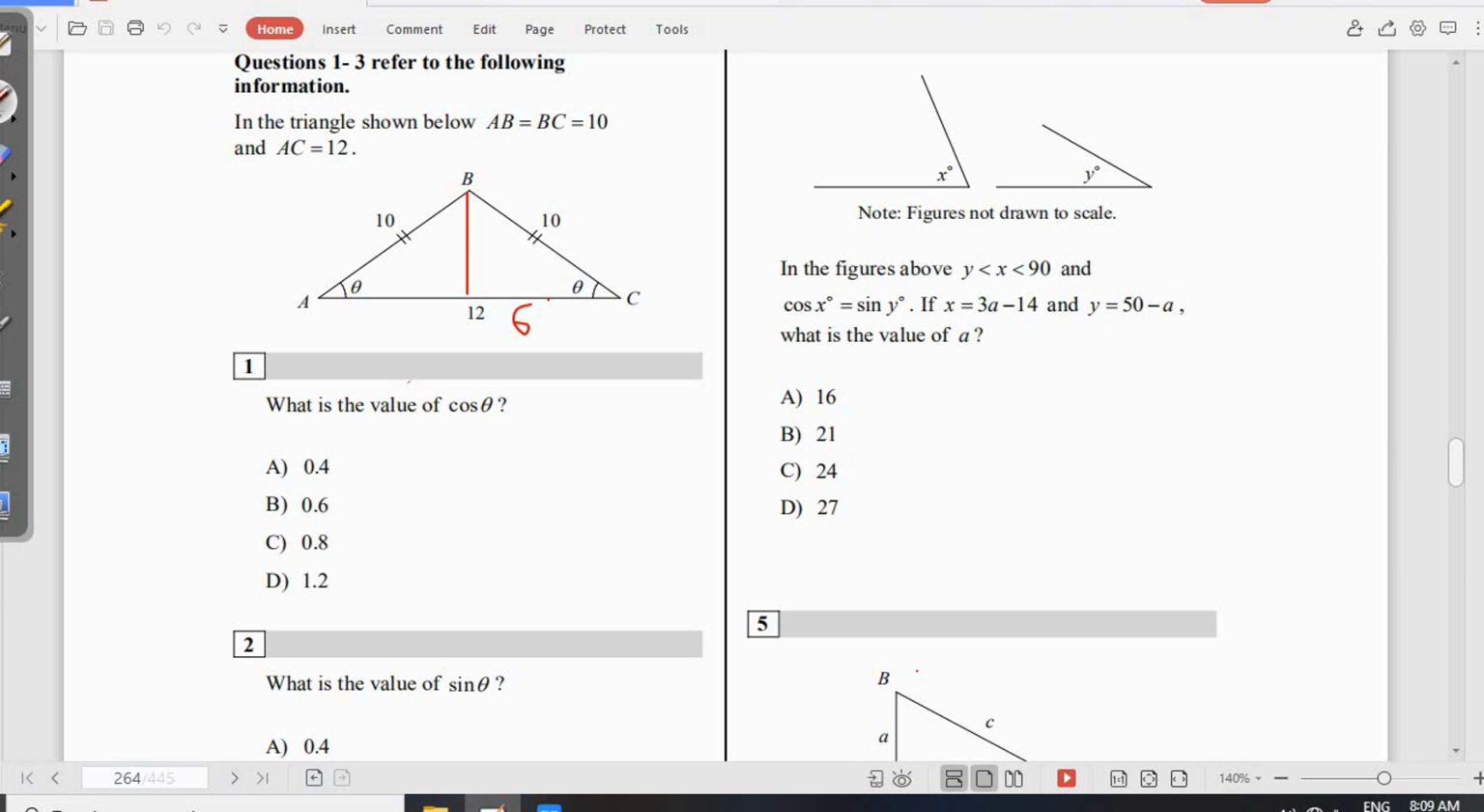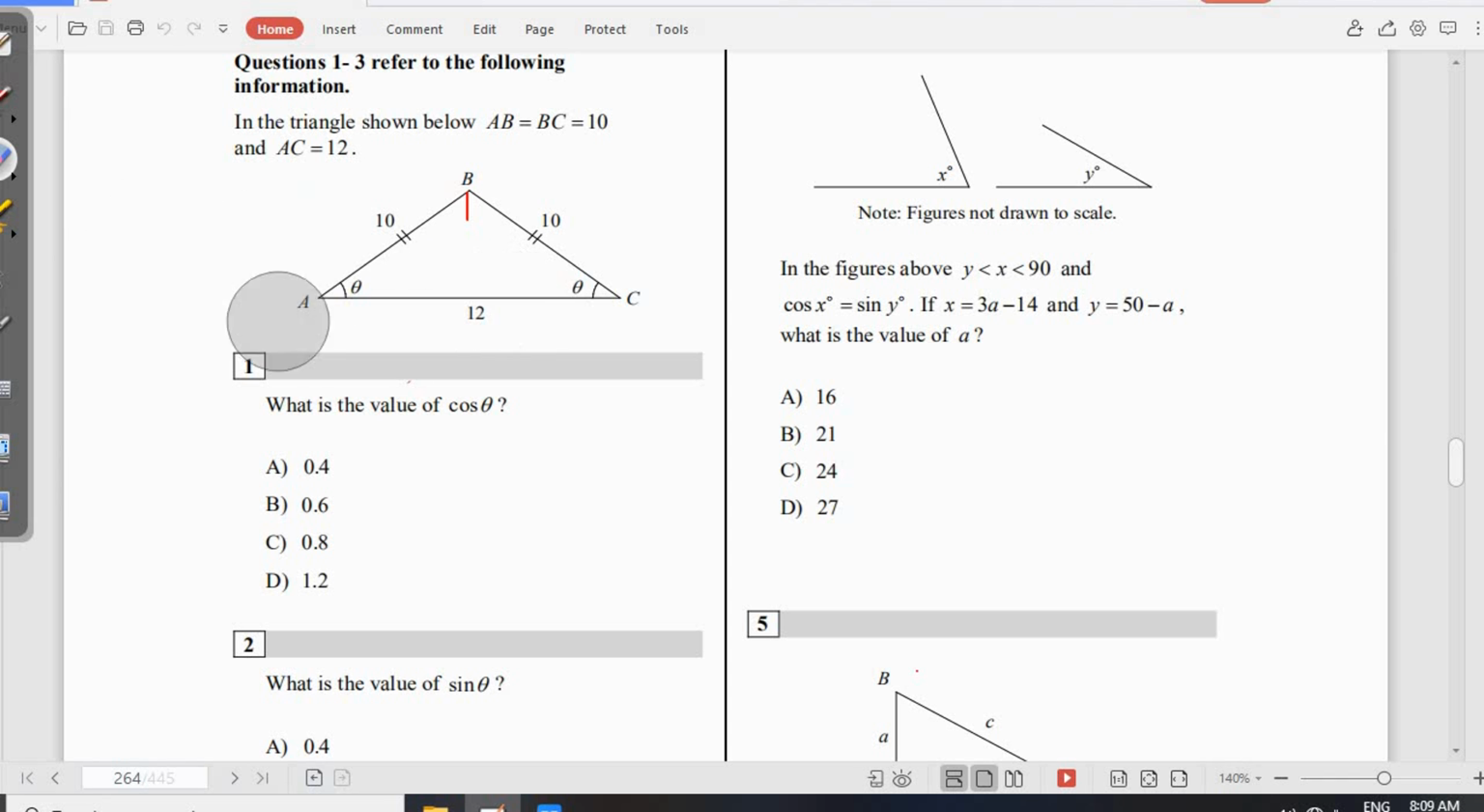You have 6 squared, which is 36, and 10 squared. So you have 10 squared minus 36. That's 100 minus 36, which will give you 64. The square root of 64 will give you 8. So here is 8. Remember Pythagoras theorem. So what is the sine of theta? Opposite over hypotenuse. That is 8 over 10, and that's 0.8.